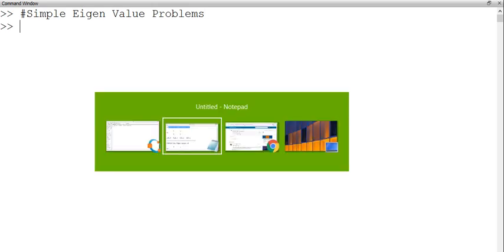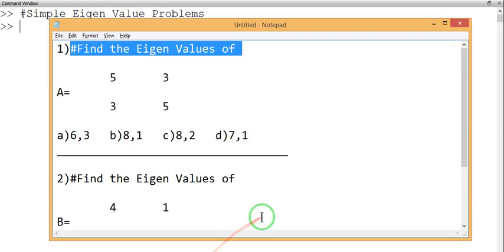So I have taken the set of two problems which we are going to solve. To find the eigenvalues of the given matrix A equals [5, 3; 3, 5], they are given four different values. We need to find which is the correct value. So let's get started.